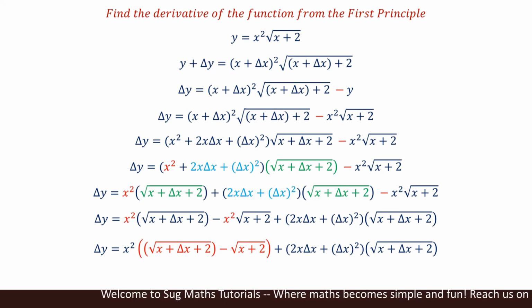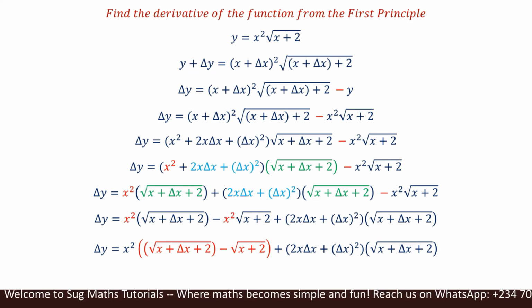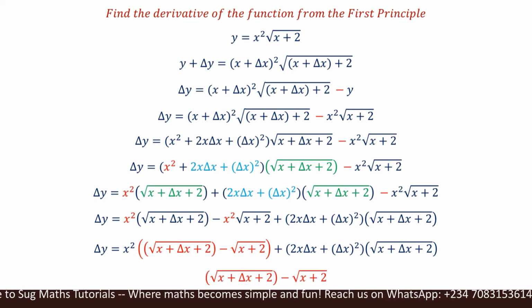Yes. Now, look at what we are going to do next. From here, you see this x squared term, which is in bracket, where we have square root of x plus change in x plus 2 minus square root of x plus 2. We are going to rationalize it, okay? Let's rationalize. So we are only rationalizing just these two, all right? So let's pick it out and rationalize.